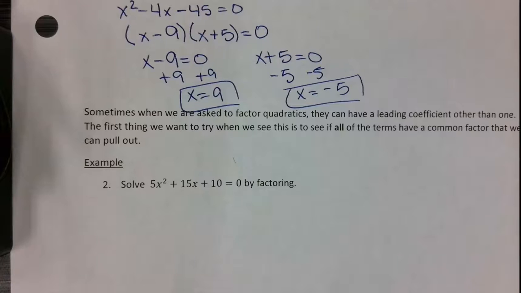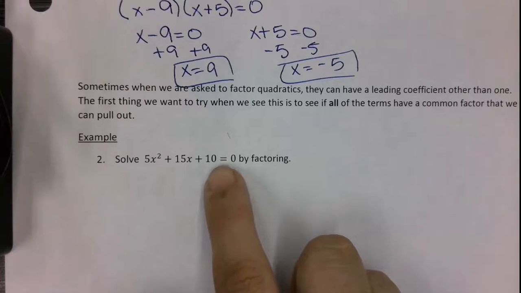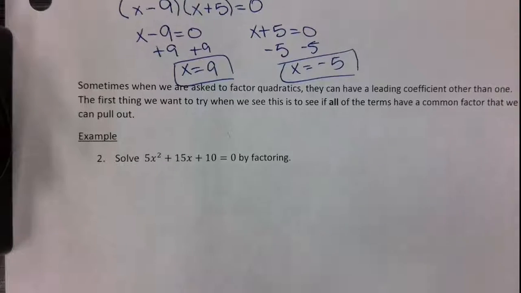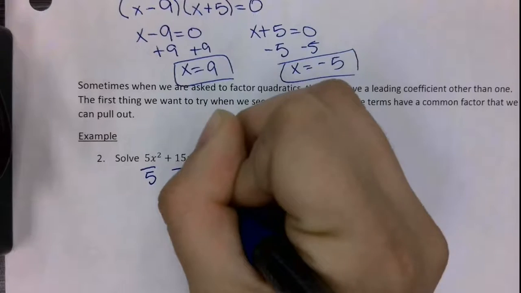Okay, so then what I want to do next is, on number 2, notice all 3 of these numbers. On this one, I can divide out the number they have in common. What number do they have in common? 5. So I'm going to divide every single piece of the equation by 5, including the 0.